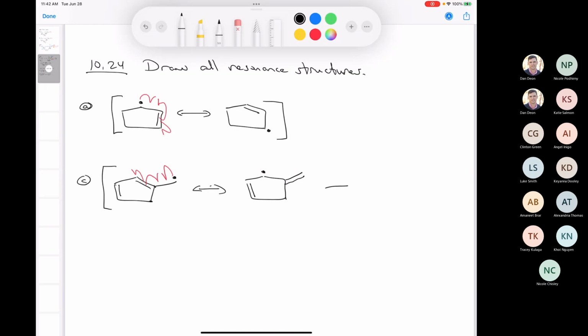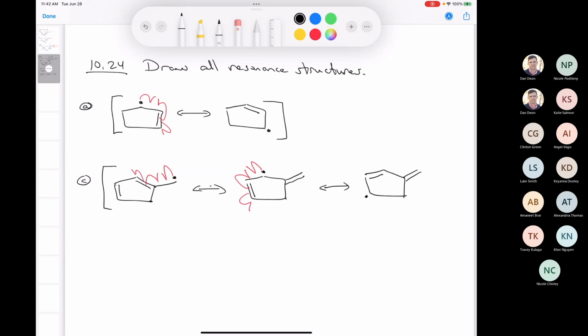Is there another contributor that I can draw? Sure there is. I have another allylic radical here. Let's keep going. So let's see here. Boom, we make another double bond. We make a new radical. Let's draw what that is. And we get something that looks like this. Now we have the radical over here.